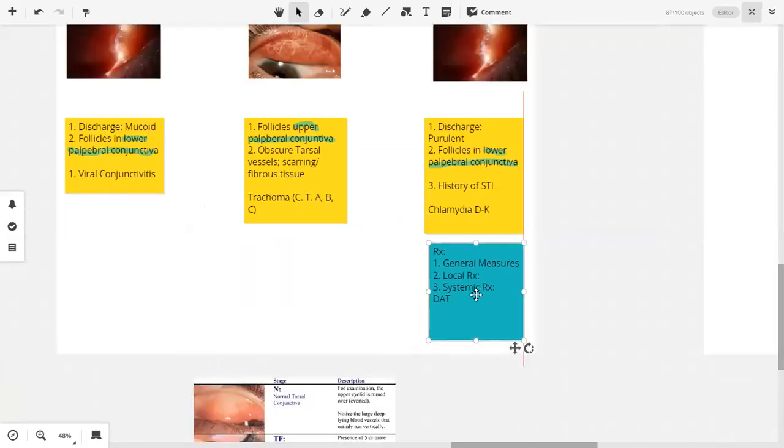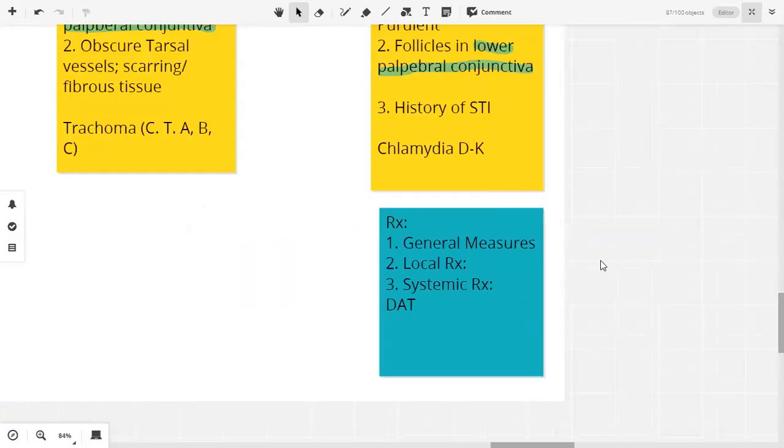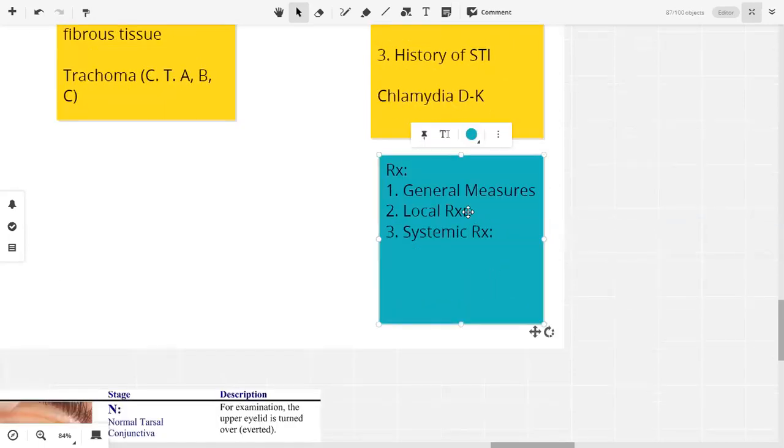We will run the same story again. Our general measures include hand hygiene, not touching the eyes, sterile swab, washing with sterile saline, etc. Our local treatment and our systemic treatment will include drugs. What important class or group of drugs is important for the treatment of chlamydia? Tetracyclines and macrolides. Tetracycline is the word everyone is looking for.